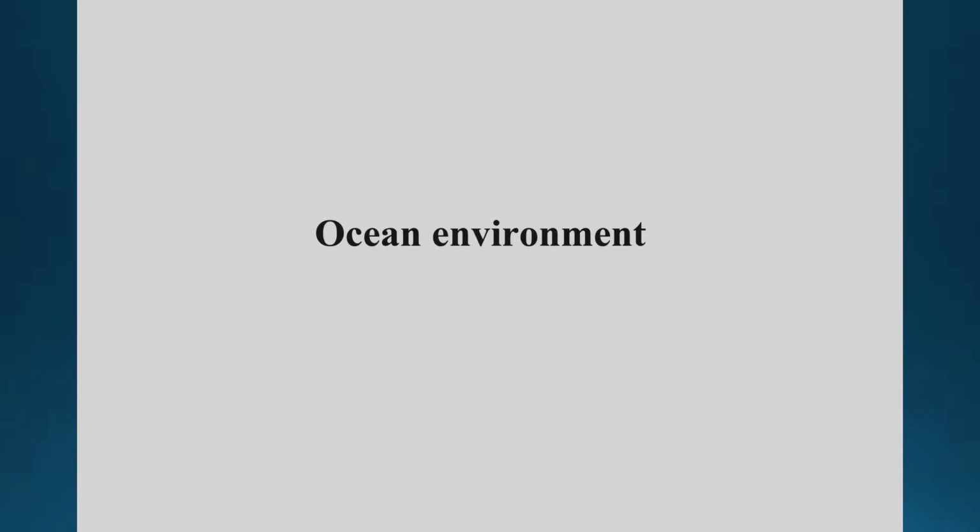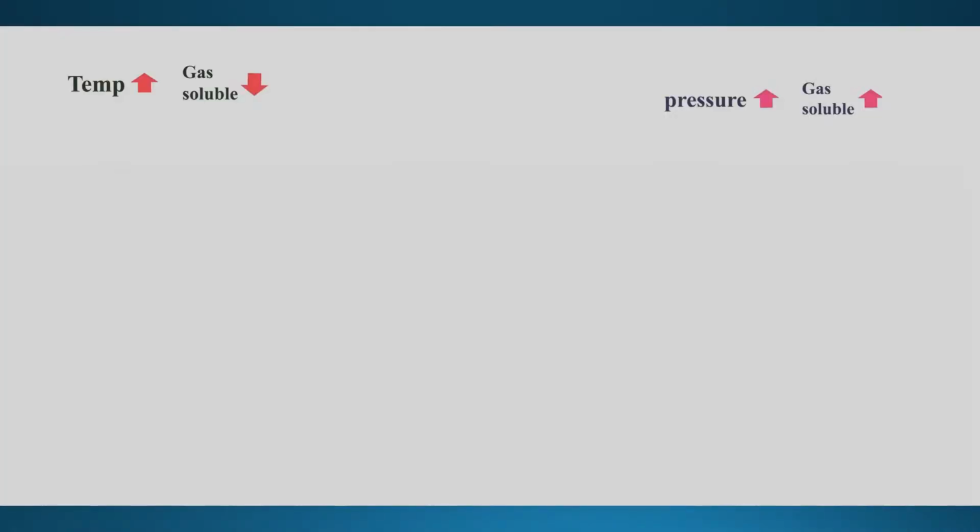Ocean environment. We look onto the gas. Temperature and pressure have very different relationships. Whenever the temperature increases, gas solubility decreases. And this rule we learned earlier, as we learned on carbon dioxide equilibrium as well as the dissolved oxygen rule.